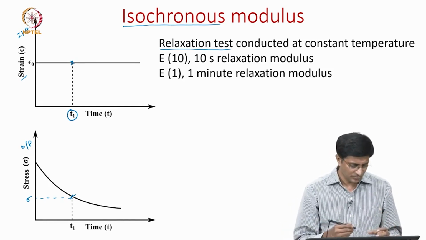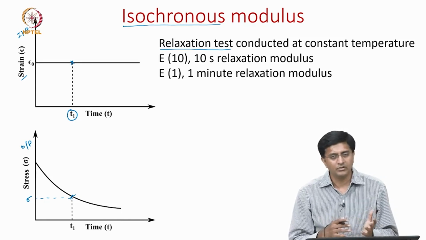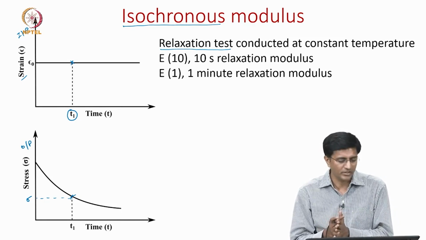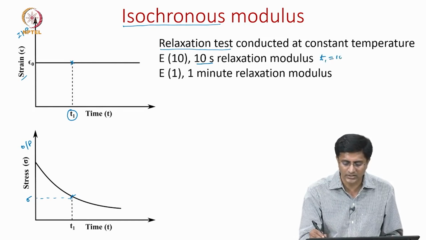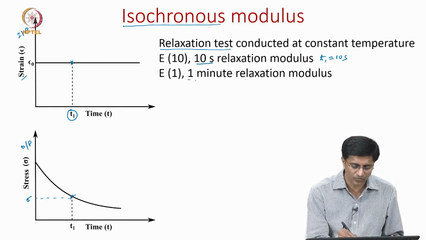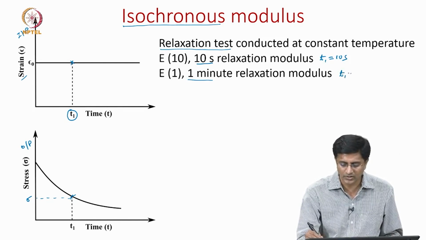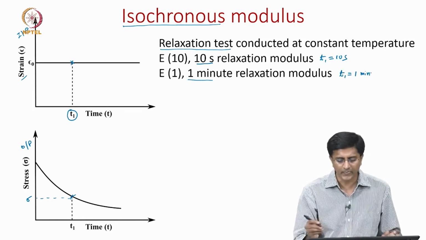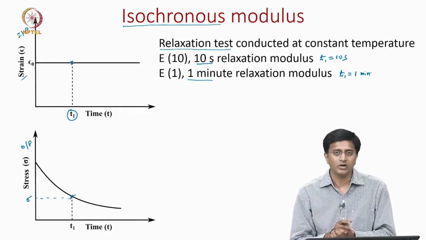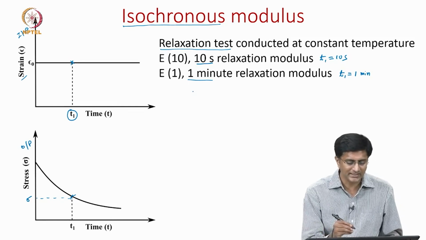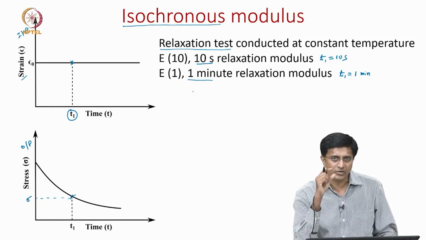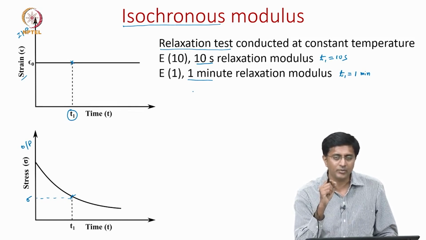Now the question is, what is this time T1? There is no one specific way to define it. Depending on applications, people have used a 10-second relaxation modulus, meaning they have taken T1 equal to 10 seconds, and people have also talked about a 1 minute relaxation modulus, meaning T1 is taken as 1 minute, and other possibilities can also be tried. But essentially, the moment I say whether something is E10 or E1, we are only discussing a single value, because at a particular instant you only have a single value of stress and a single value of strain.